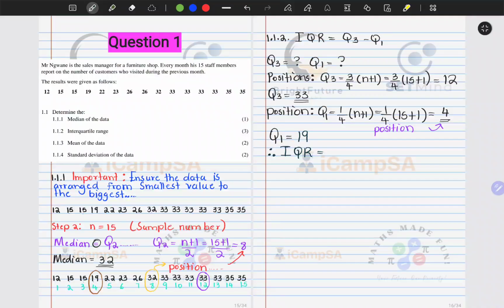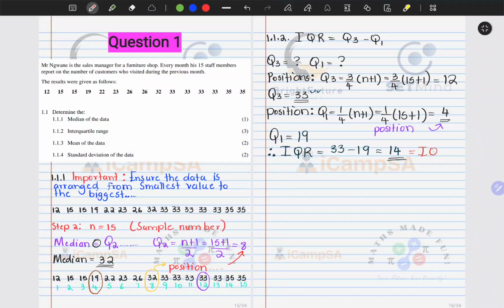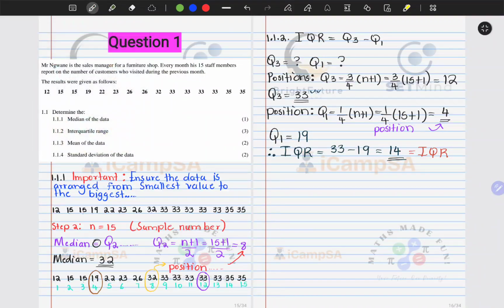So therefore, our IQR, which is Q3 minus Q1, we found 33, so we have 33 minus 19. Let's go ahead and punch that. If you do 33 minus 19, what you end up getting is 14, and this becomes your IQR, interquartile range. Okay, very important, guys, and I hope you understand.